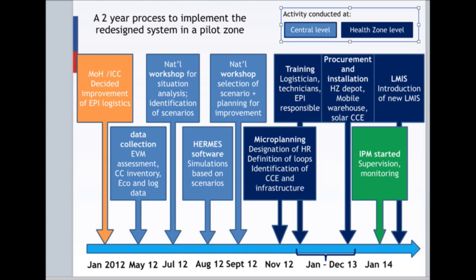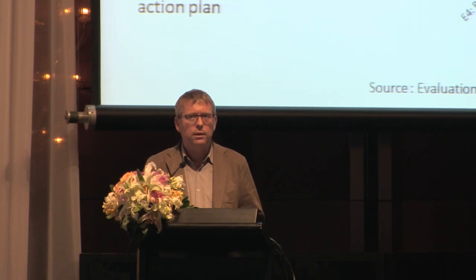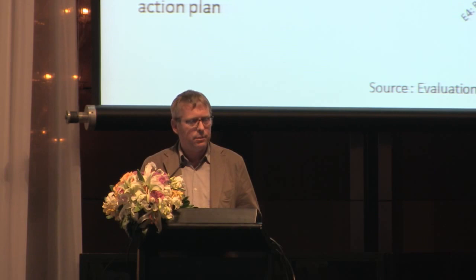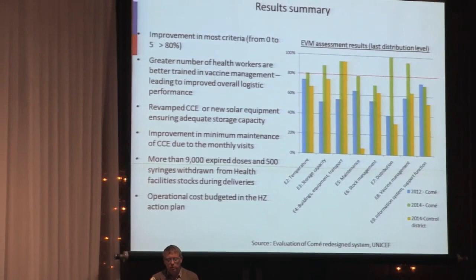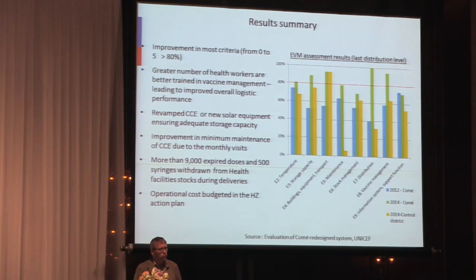This is a summary of the results from the evaluation and the monthly monitoring. So you can see in the EVM assessment, there were 3 EVM assessments conducted, one in 2012, another one after 2 years, and after 8 months for the system to be implemented, and another EVM assessment in the control district. So you can see that there are some good improvements in some criteria, not all, but usually for the distribution, the vaccine management because of the training that was implemented, and infrastructure storage capacity.